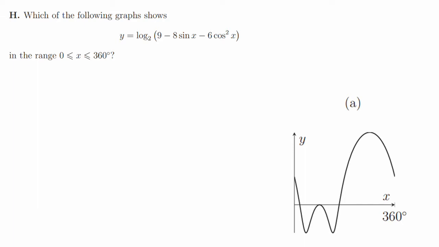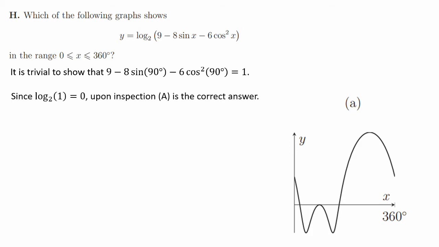Now, one way of doing this would be to take a look at the thing inside the parentheses, and it's trivial to show that 9 minus 8 times sine of 90 degrees minus 6 times cosine squared of 90 degrees is equal to 1. And since the log of 1 in any base is equal to 0, we can sort of eyeball the answer and think that A is the correct answer, because it has a 0 about 1/4 of the way between 0 and 360. However, we can also prove this by using the first derivative of the function, which we will do now.